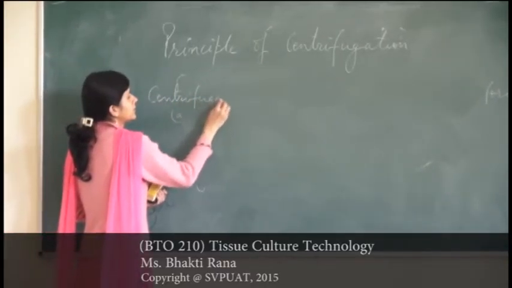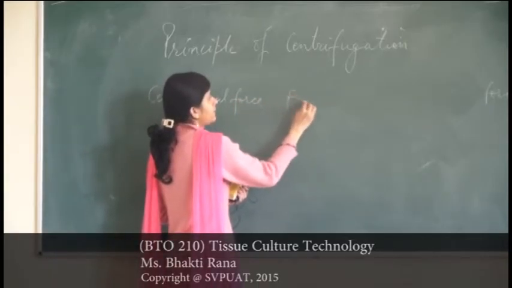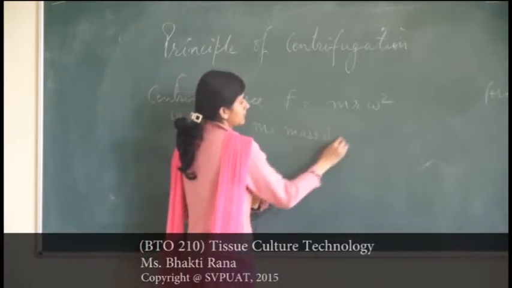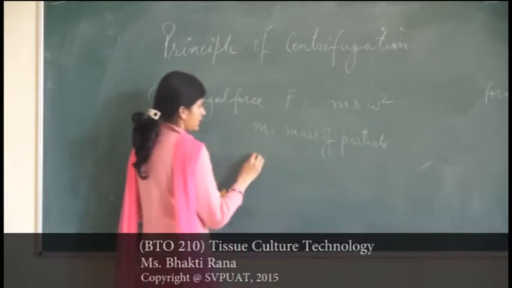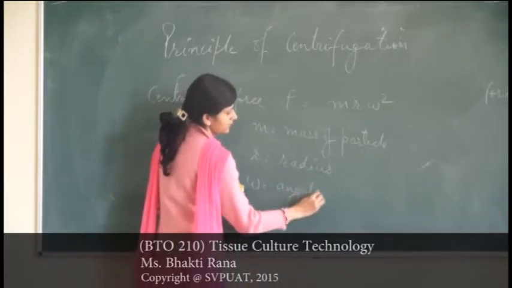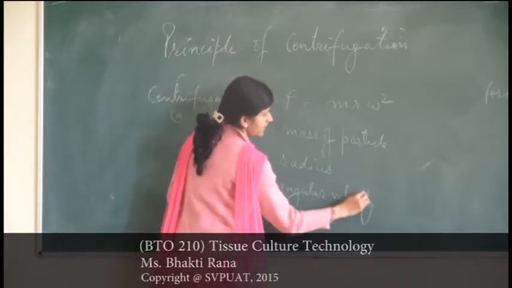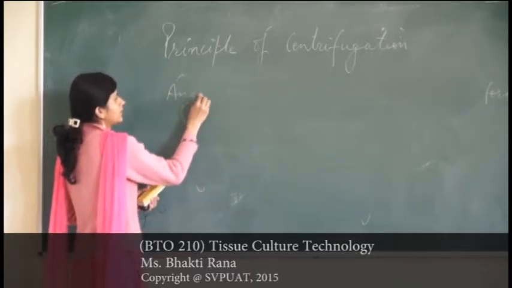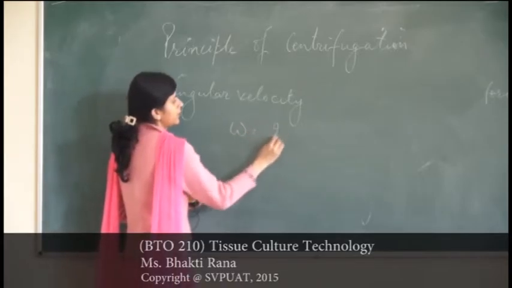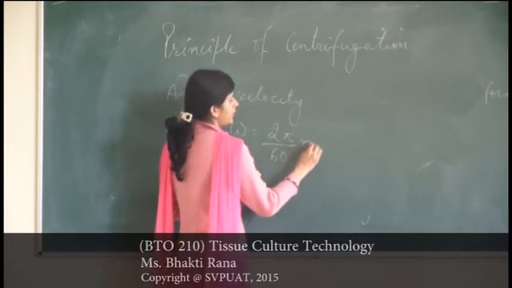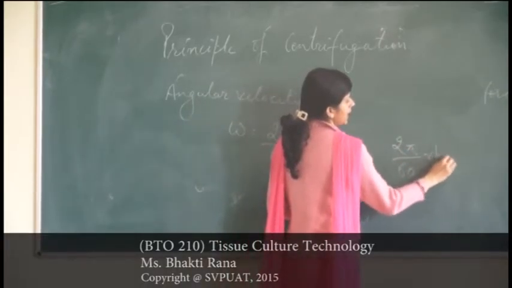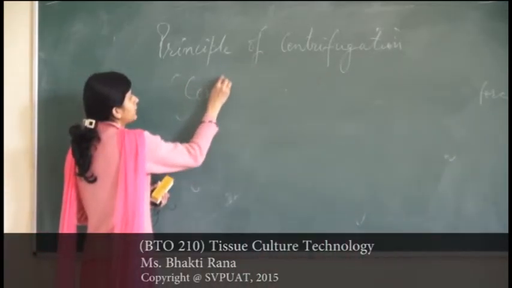Centrifugal force F is equal to m r omega square. m is the mass of the particle, r is the radius, and omega is the angular velocity. Next comes angular velocity, that is omega is equal to 2 pi by 60 times revolutions per minute, or you can write it as 2 pi by 60 rpm.